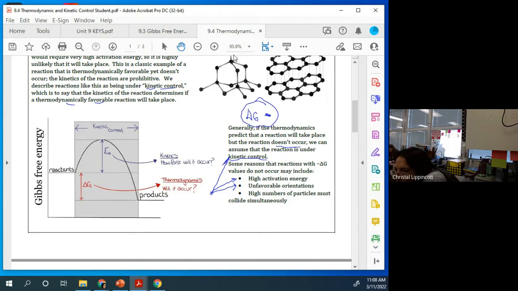Or you need a high number of particles to collide at the same time. So when we talked about those orders of reactions, if you had like 5 things that had to come together in this right orientation at the same time, the likelihood of that happening was not great. Okay.